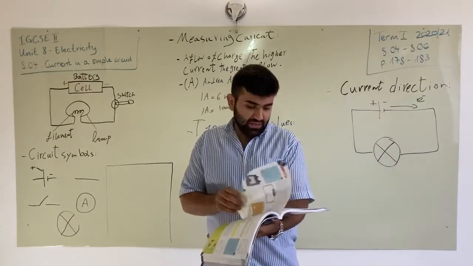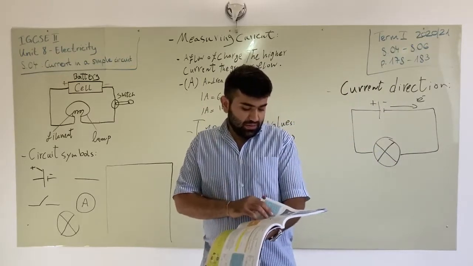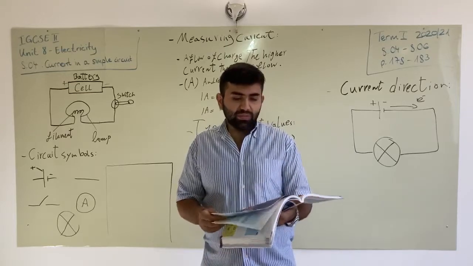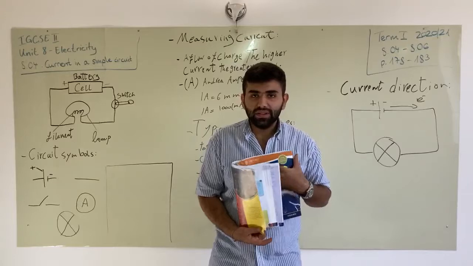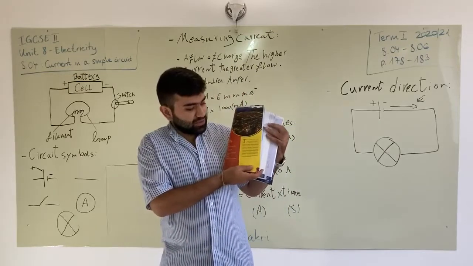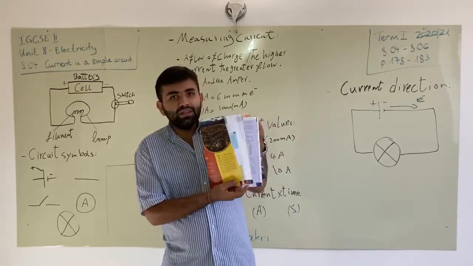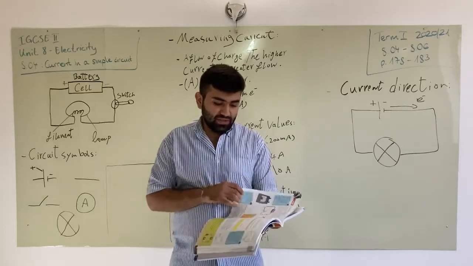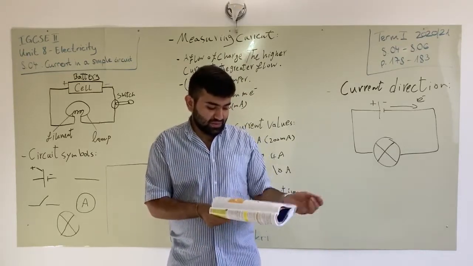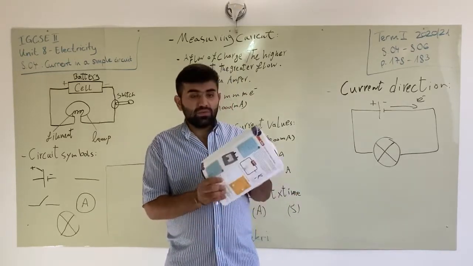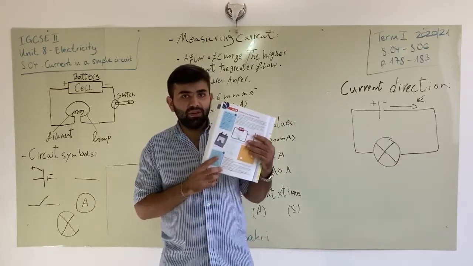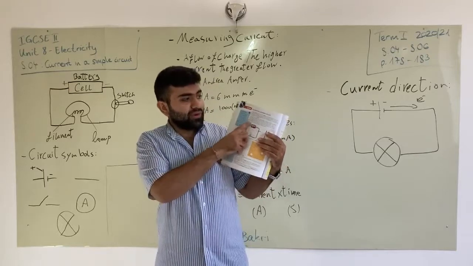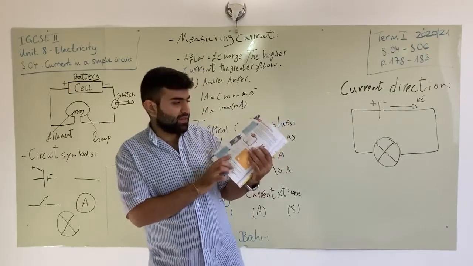As you can see, we finished 8.1, 2, 3. Today we're going to start with 4, as you can see here in the book, page 171. Unit 8, electricity. Today we're going to start with page 178, with current in simple circuits.